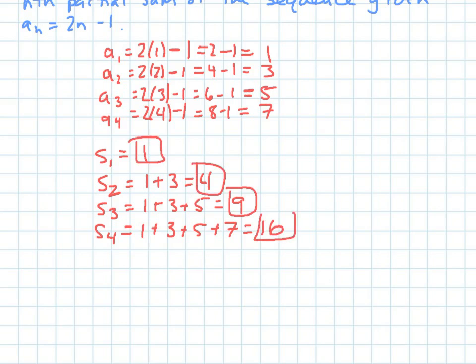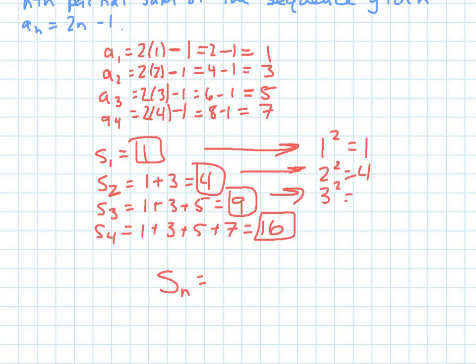Now I need to use these numbers, look at the pattern, and see if I can make a formula or function that represents the partial sums sequence. So looking at these, it looks like they're all perfect squares, actually. So if you did 1 squared, you get 1, 2 squared, you get 4, 3 squared, you get 9, 4 squared, you get 16. So it kind of follows that pattern.